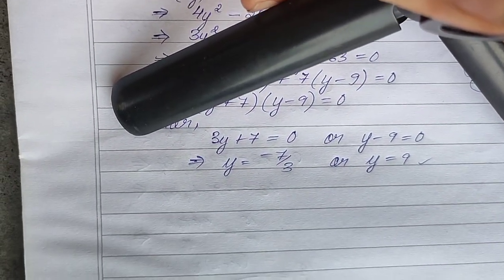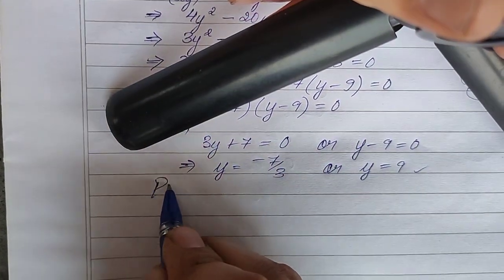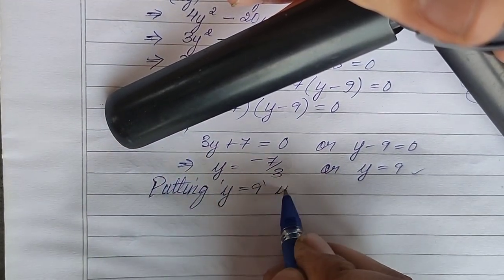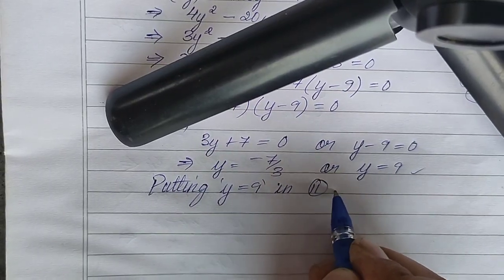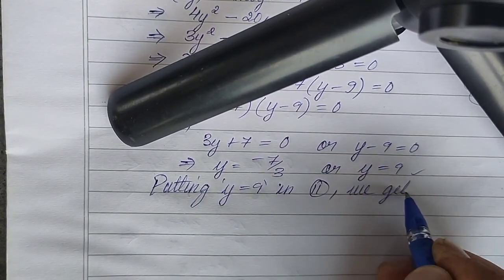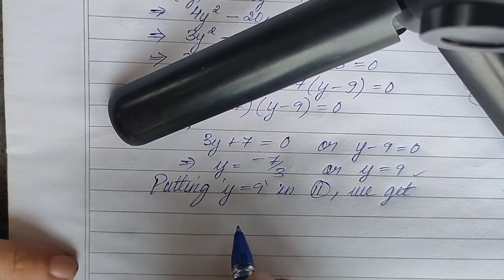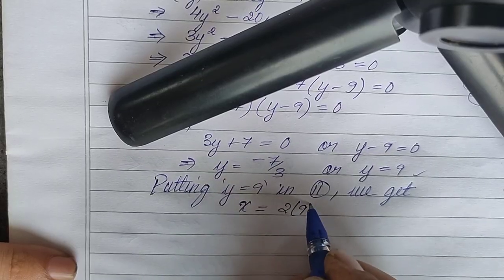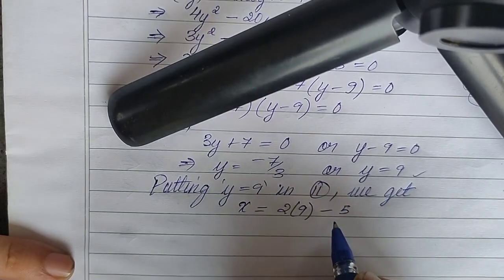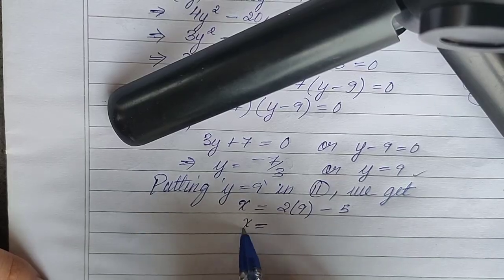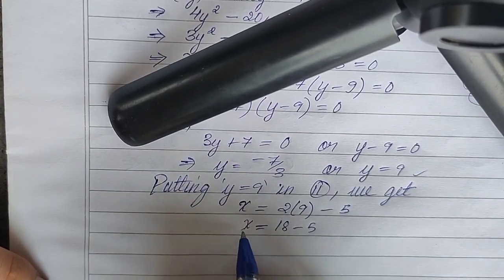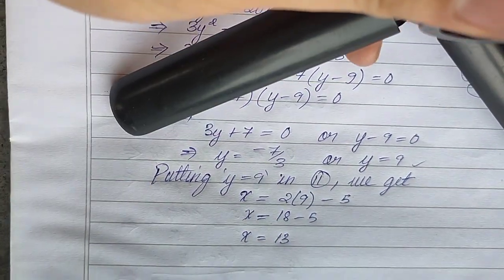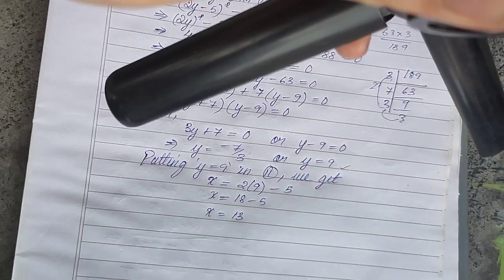On putting y equal to 9 in equation 2, we get x is equal to 2y minus 5, which is 2 times 9, 18, minus 5, so x is 13, and y is 9.